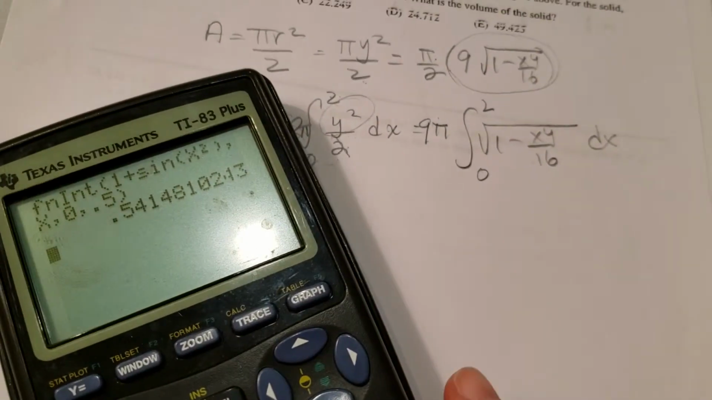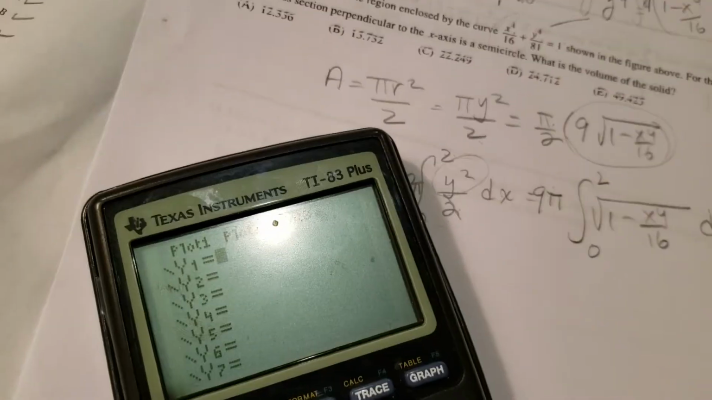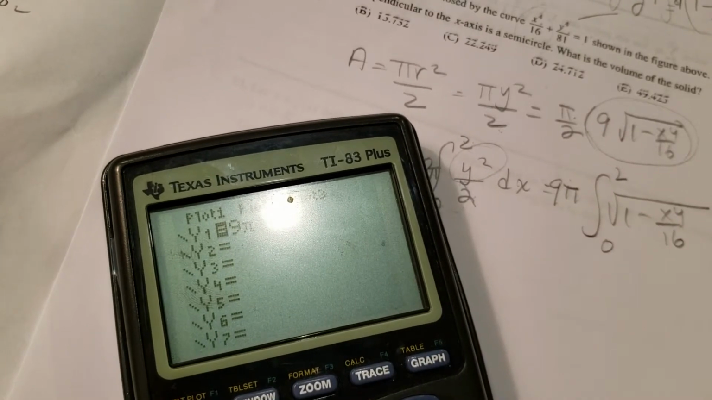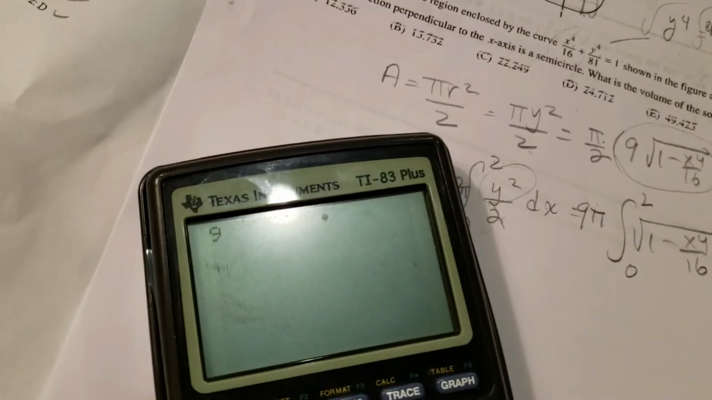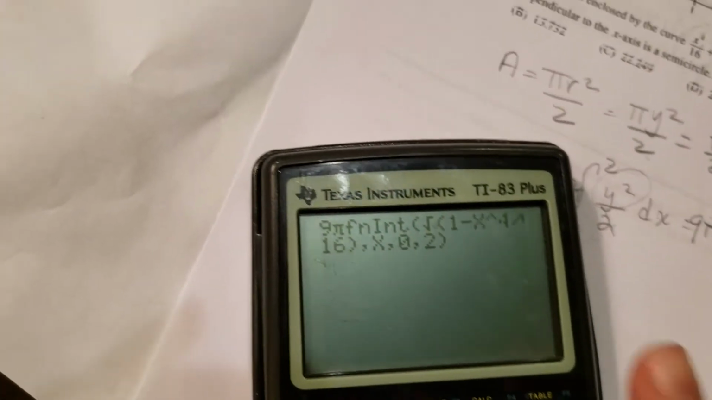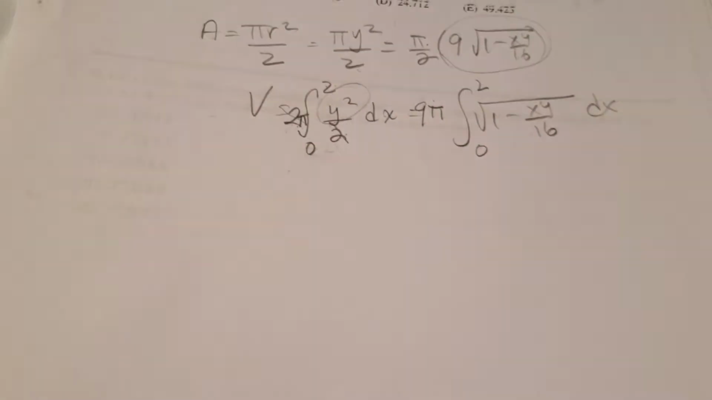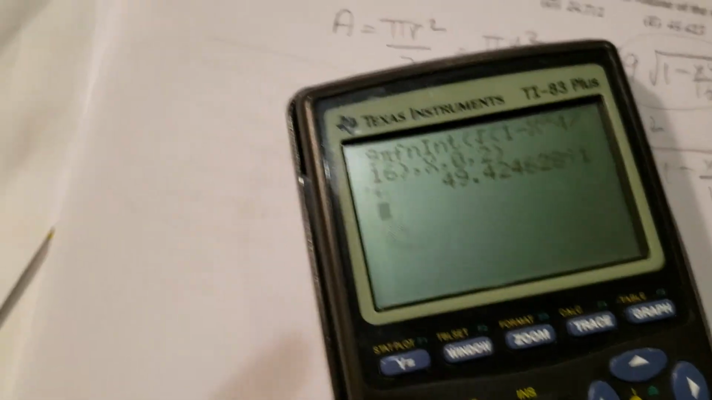So where's my calculator? Okay, so math 9 pi. Wait, I'm not graphing. 9 pi. Put this in the front, because if you leave it for last, a lot of the times you forget. 1 minus x to the fourth over 16, comma, let's close that parenthesis, comma x, comma 0, comma 2, and I'm getting 49.425, which is choice B.